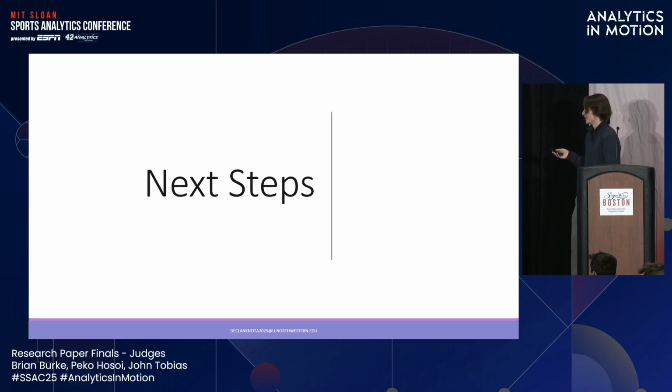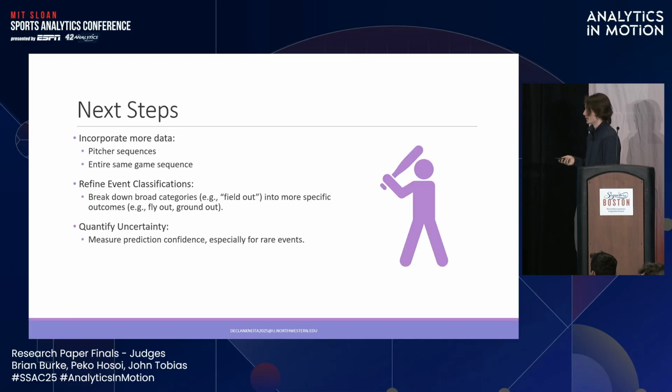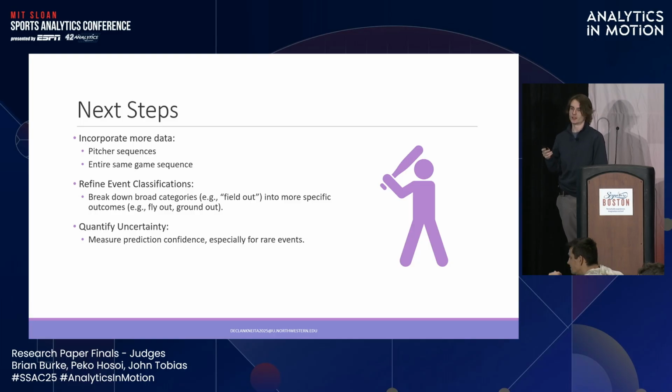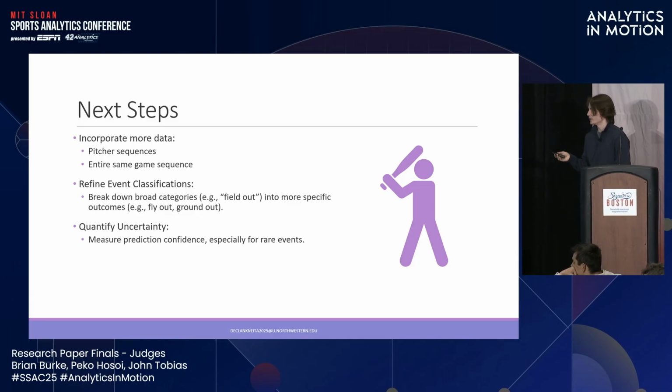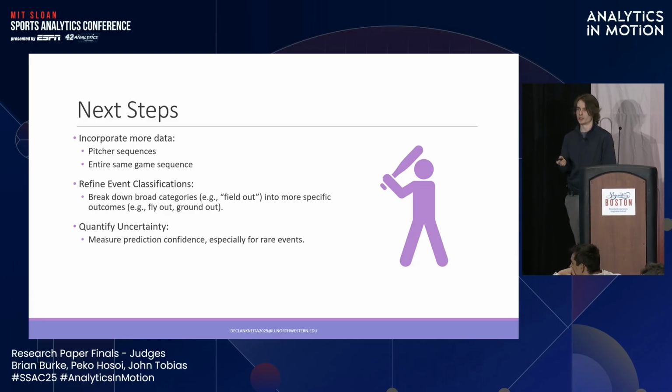And yeah, so just getting into some of the next steps, things I would want to improve upon for further iteration. One would be incorporating more data. Like I mentioned before, we have some ideal system that's able to take into account all the factors. Right now, we're really only creating those pitch sequences based on the batter's previous pitches that they've seen.